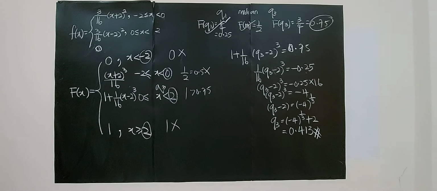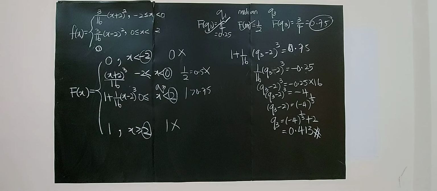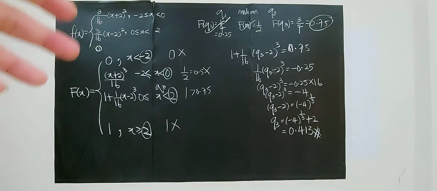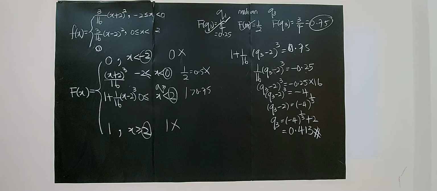Alright, I've already taught you, hope you have gotten some idea about how to do this. First you must know how to find the cumulative distribution function. Later on, how to use the cumulative distribution function in finding the median, the third quartile, and the first quartile. Alright, okay, I think that's all for this video. Hope you understand.